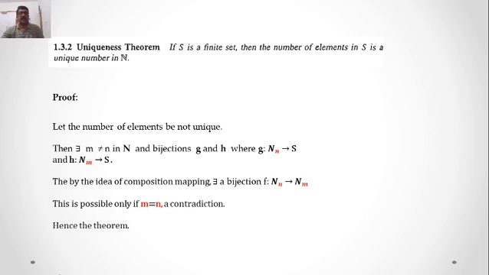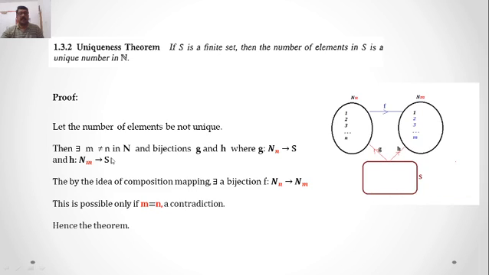Uniqueness theorem. If S is a finite set, then the number of elements in S is a unique number in N. Proof. Let the number of elements be not unique. That is, there exist natural numbers m and n, not equal, suppose, such that there exist bijections from S to N_n and S to N_m. If we assume S has n elements, then there exists a bijection from N_n to S. If we assume that S has m elements, there exists a bijection H from N_m to S.